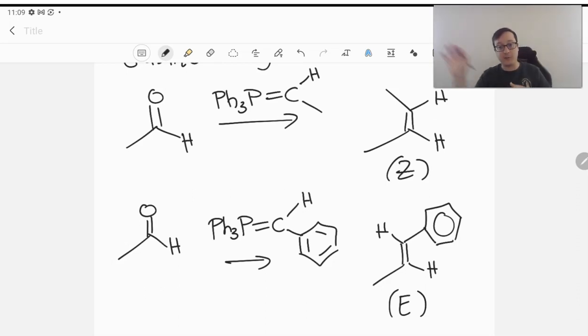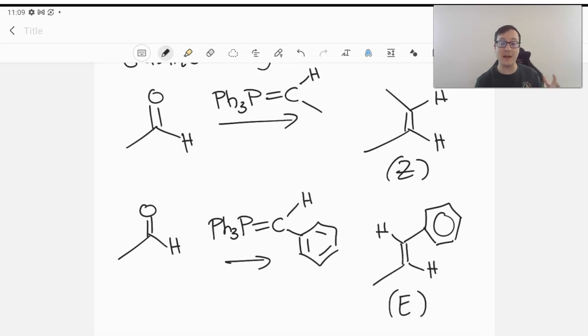Notice that our bulky groups are trans to each other, but remember E and Z refer more to atomic number, but really we mean cis and trans here. Because typically those two are the same, right? Z usually means cis and E usually means trans. So we see those same patterns happening here.